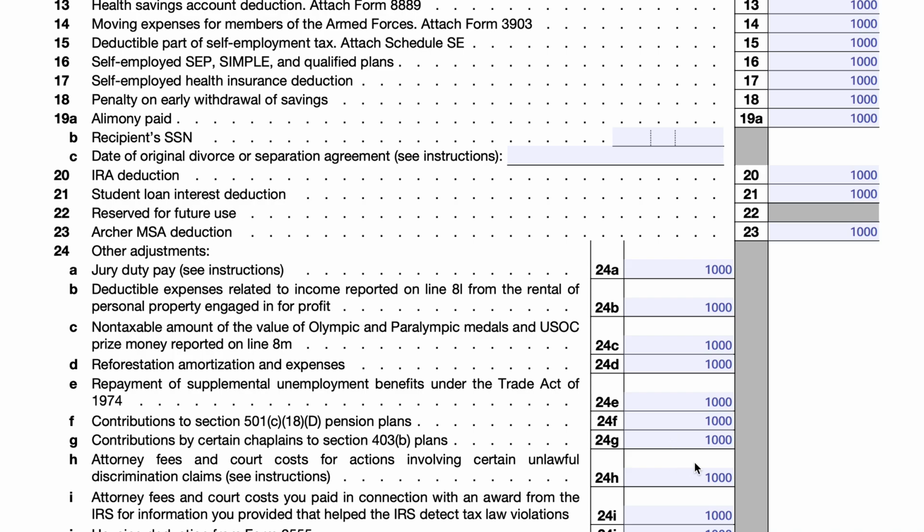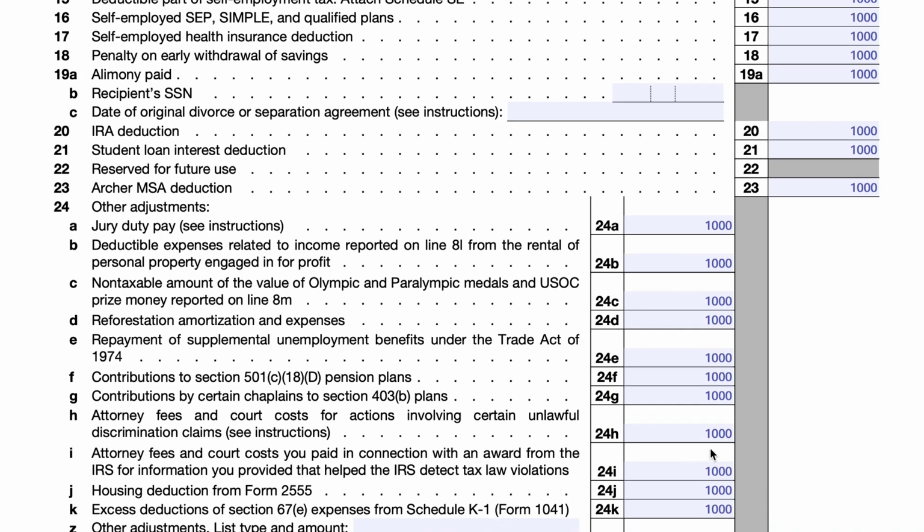If you had an unlawful discrimination claim, you can enter court costs and attorney fees as a deduction, but only to the extent that you had gross income from it. So kind of like the gambling, you can make some money, you can write off all the money that you spent on that, but you can't claim more in expenses than what you actually receive. So you'll get a tax break, but you're not going to get a complete tax write-off.